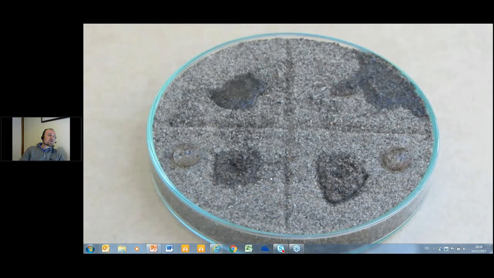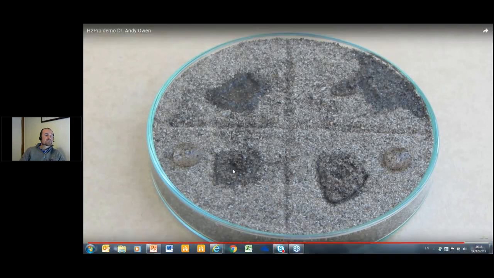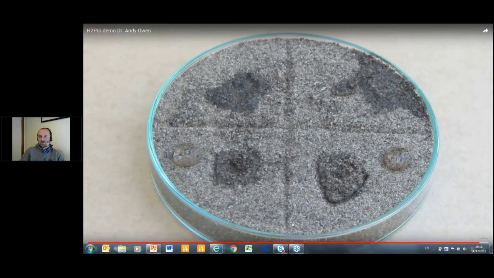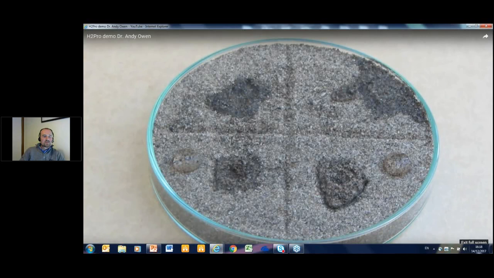So we have addressed this hydrophobicity in the sand in two different ways. We've used a residual wetting agent to wet the surface, or we've used a penetrant wetting agent to lower the surface tension and to allow that water to sink. Okay, right. I'm just going to flick back to my presentation.